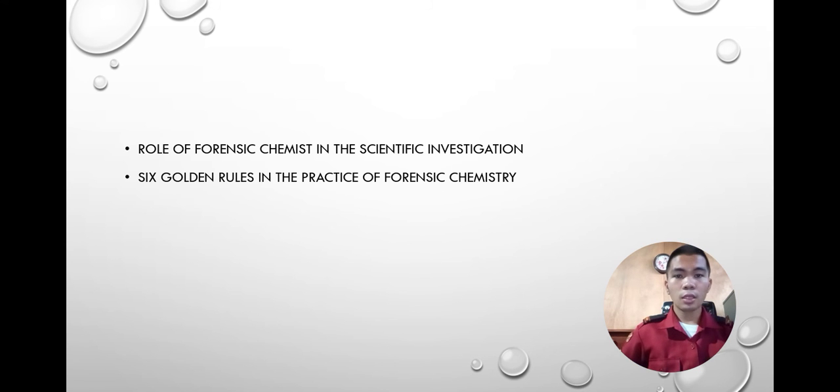So then the next is the six golden rules in the practice of forensic chemistry. Number 1 is go slowly. Good work cannot be hurried. Therefore, take all the time necessary to make the case complete, no matter how urgent it may appear. So as an investigator or forensic chemist, you need to go slowly.